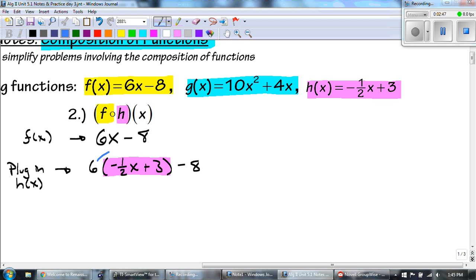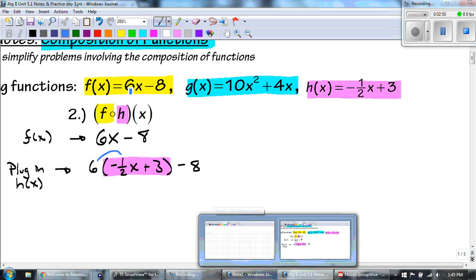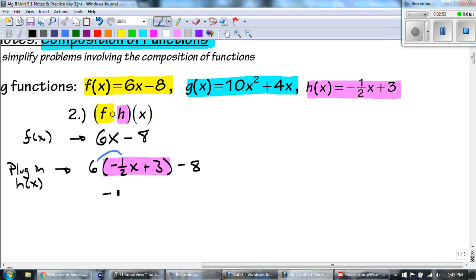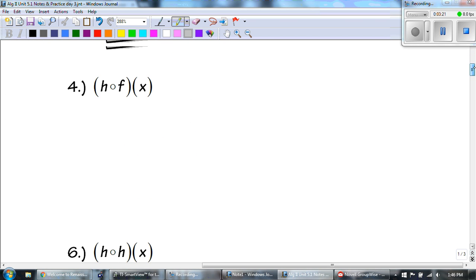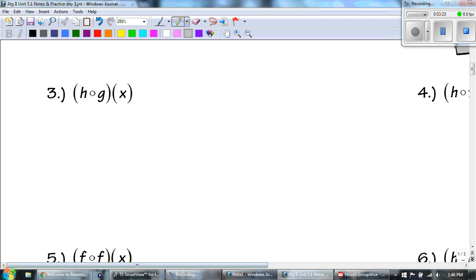And then I do the same thing. I need to distribute 6 times negative 1/2 is a negative 3x. 6 times 3 is a positive 18 minus 8. And then since I have like terms, I would combine those to negative 3x plus 10. Okay, so it's not too bad. We just have to be very careful with our signs and what we're plugging in.